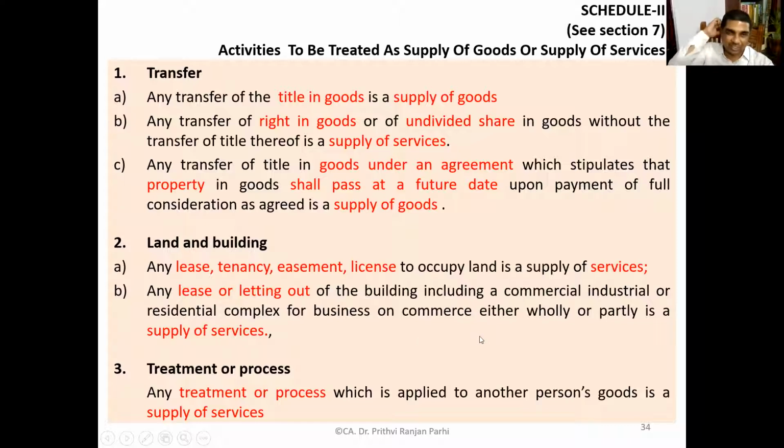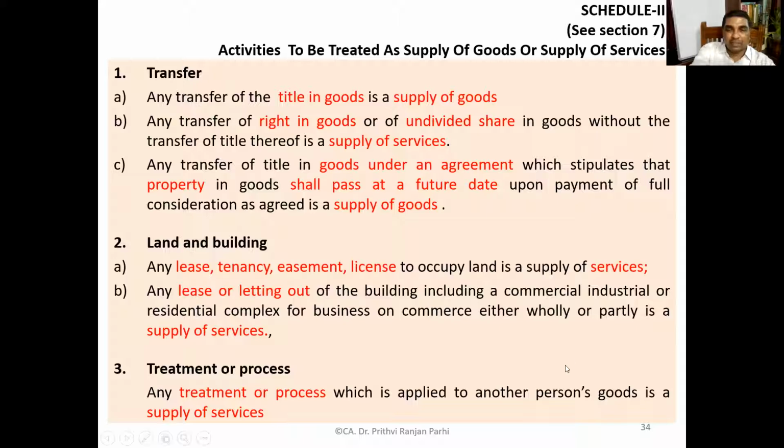Okay, here title is not transferred, only through agreement. It may be a leasehold agreement, it may be a tenancy agreement, it may be an easement agreement, it may be a license agreement through which maybe certain rights in the property are transferred. All these are the supply of services.